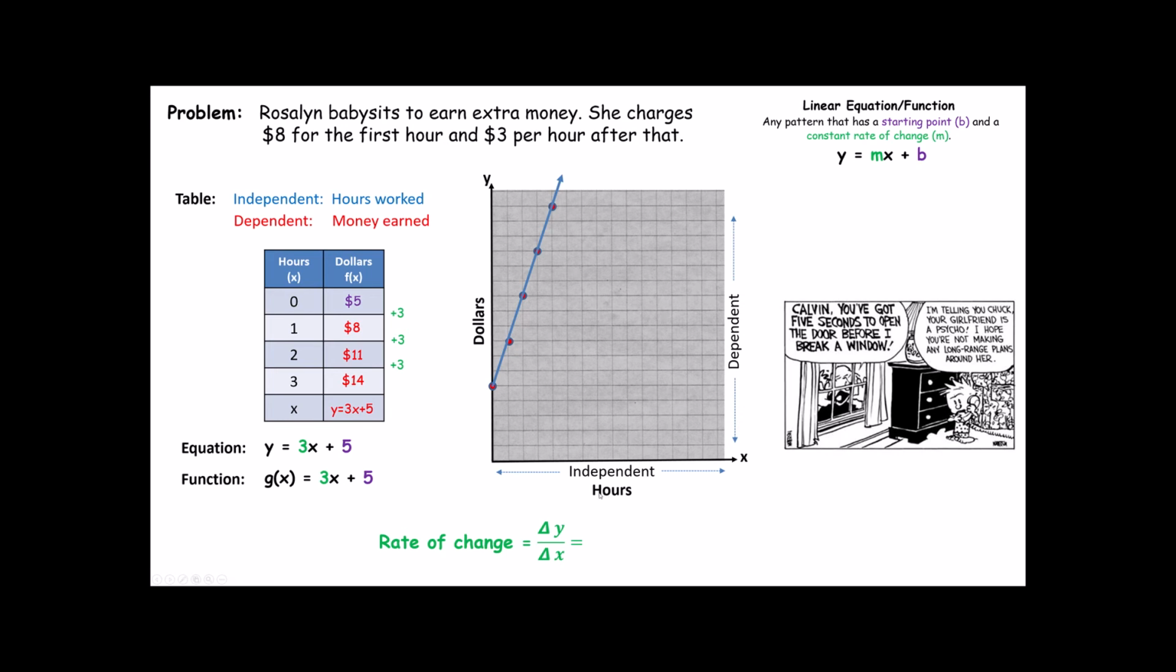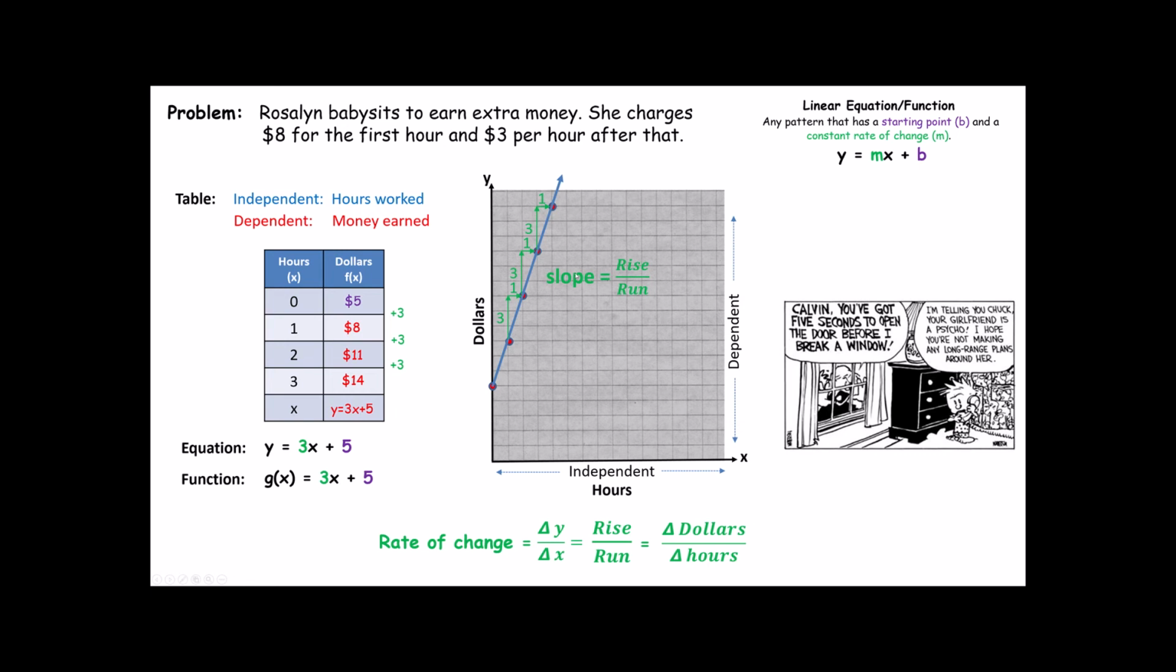Or in the case of this problem, the dollars are going to rise as the hours run. Do you remember that ratio, rise over run? We're looking at how much the dollars change when the hours change. Well, take a look here. I'm going to rise $3 every time I run 1 hour. Rise 3, run 1. Rise 3, run 1. That is the slope of our line.